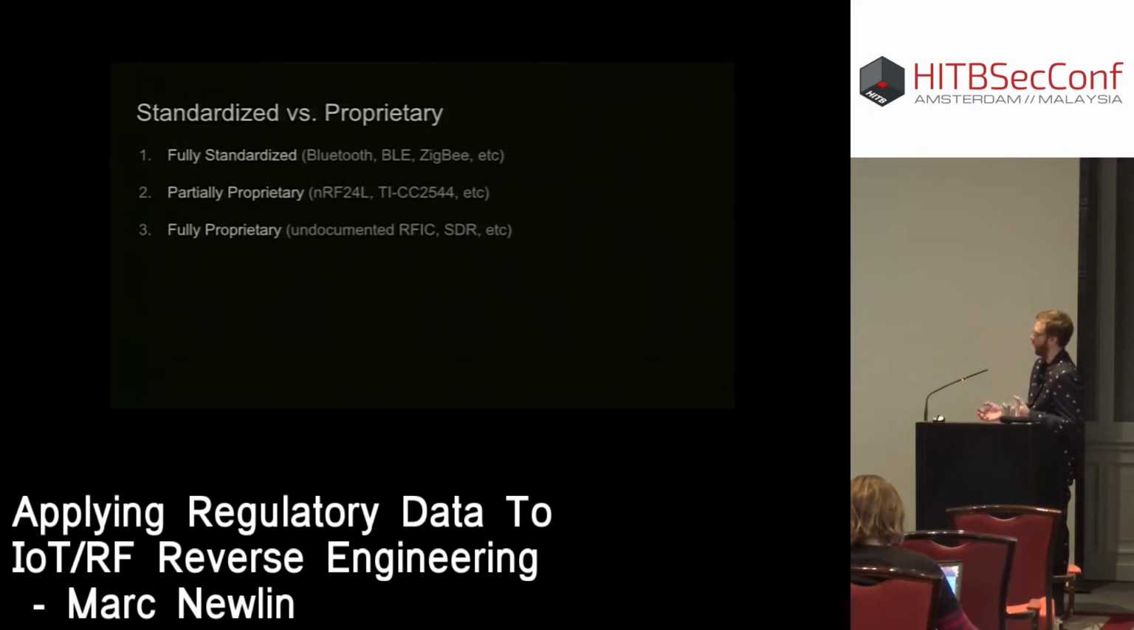Then we have partially proprietary. This would be cases where you have maybe a transceiver which is documented. So you might know what the physical layer is, the channels and modulation, but you may not know what payloads are being transmitted. And then you have fully proprietary devices where you know nothing about it. You don't know what transceiver it uses, you don't know what protocol it uses, and you have to figure all of that out. In the case of this RadioShack mouse, it's fully proprietary in that there was no documented information available about this to start with.